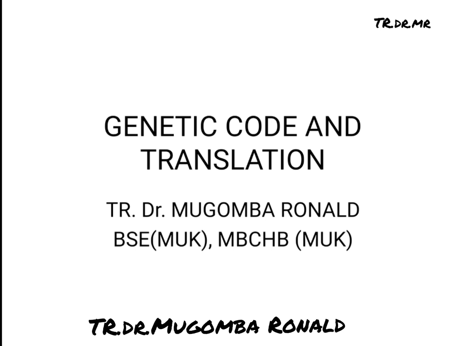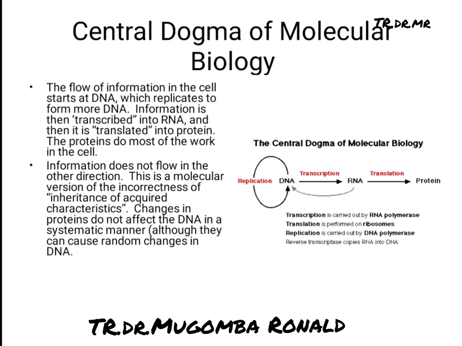Now, we are going to go ahead and look at the genetic code and the process of translation. Previously, we looked at the central dogma in our previous video, where we said the central dogma of molecular biology looks at the movement of information from the DNA through transcription into RNA, and from RNA to protein by a process known as translation.